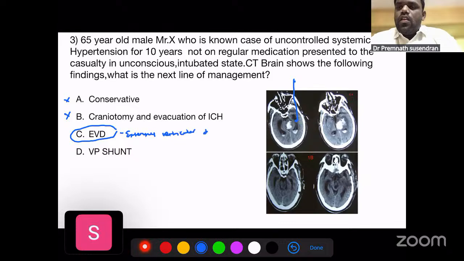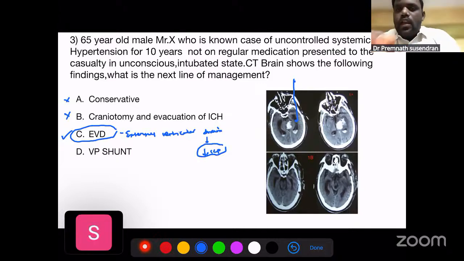So it will drain the hemorrhage in the ventricles. At the same time, it also drains the CSF, a temporary diversion of the CSF. So it will reduce the ICP. Okay, it can be done. It can be a correct option.